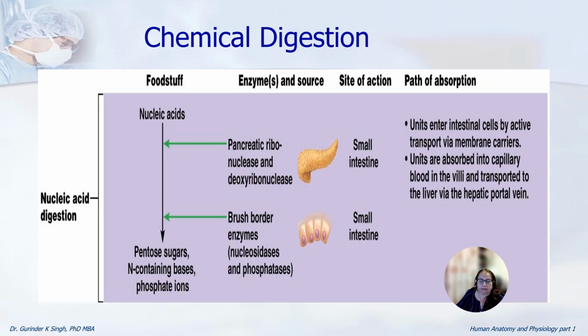So here we have it in more of a picture form. Nucleic acids are broken down by pancreatic ribonucleases and deoxyribonucleases. They break down into pentose sugars, nitrogen bases, and phosphate ions. They can be absorbed by the capillaries of the blood in the villi, and then transported into the hepatic portal system, and then go to the liver or the cells.